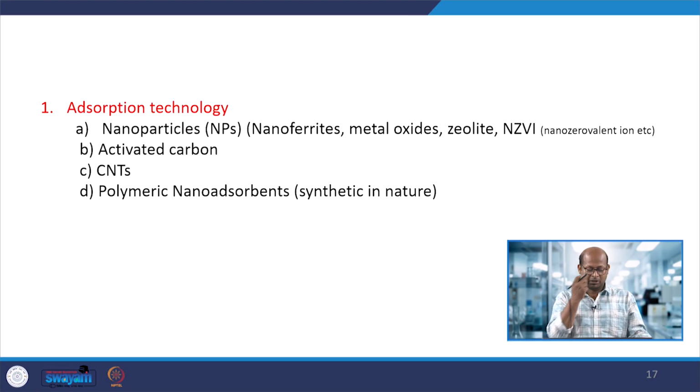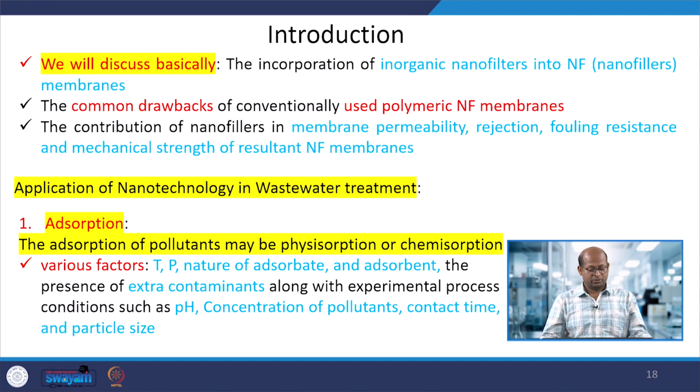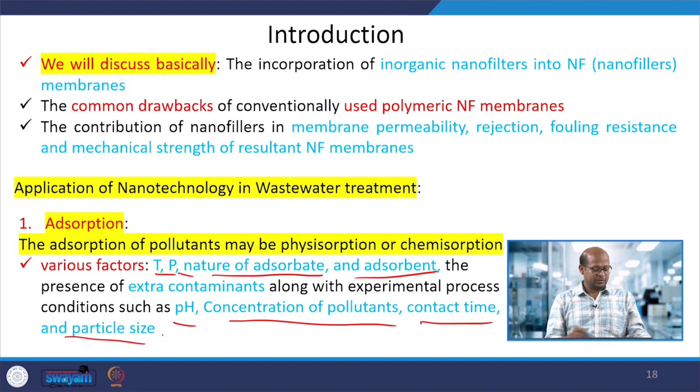So first we will discuss adsorption technology, and how it can help in wastewater treatment. Here in adsorption, there are different types of pollutants present. These pollutants adsorb over the surface of these nanomaterials, and through adsorption we can separate them out. Pollutant adsorption depends on various factors: temperature, pressure, nature of the adsorbate, nature of the adsorbent, pH, concentration of the pollutant, contact time, and particle size.